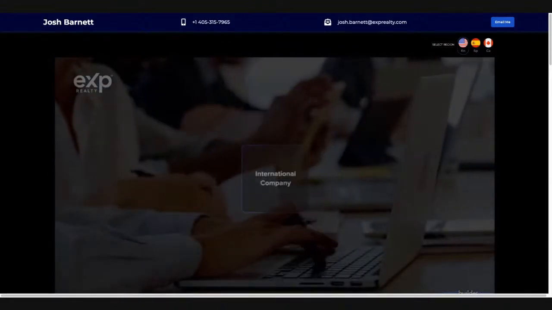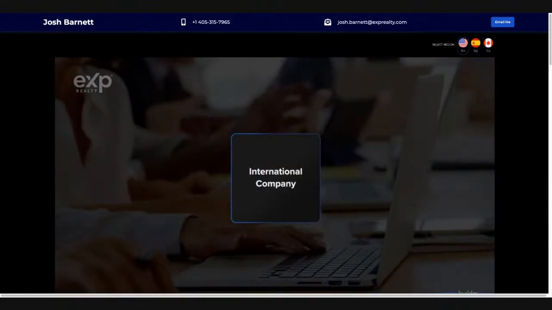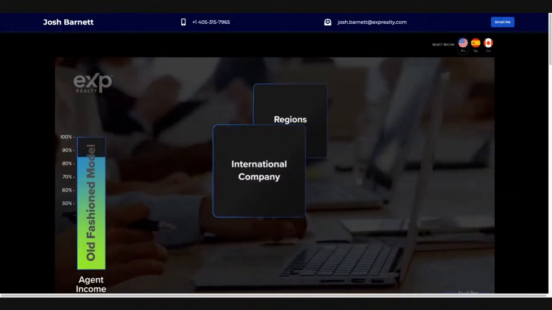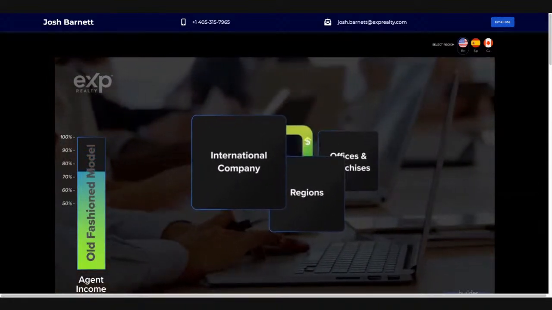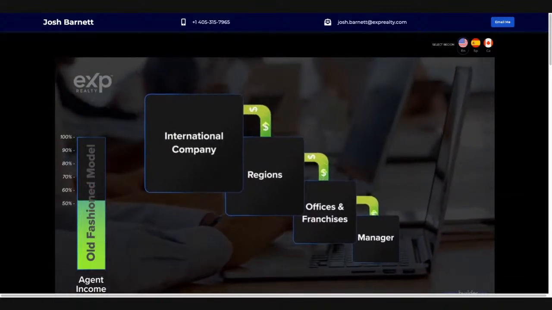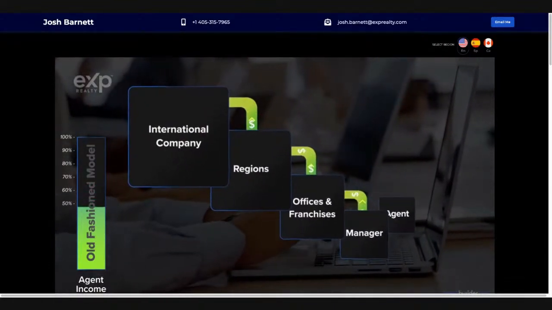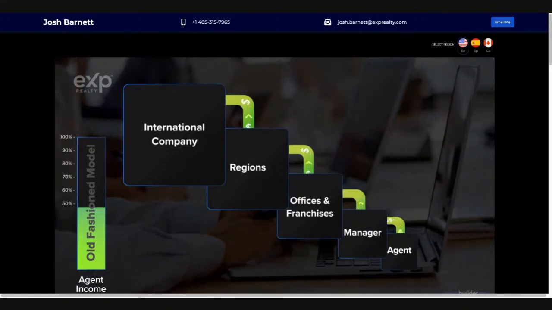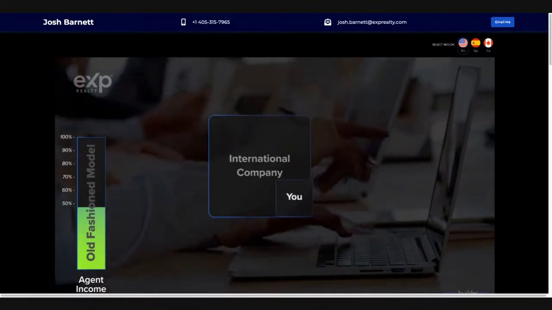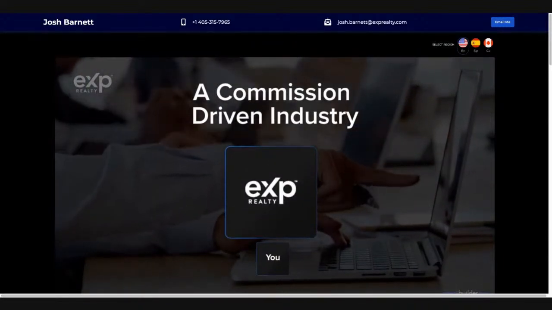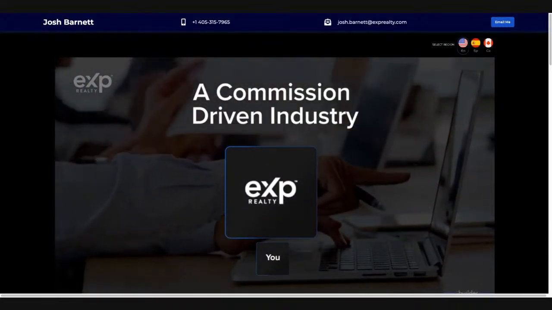There's been little to no innovation with the old-fashioned real estate models. Franchise brokerages all start with the company at the top, which feeds down to regions, followed by offices or market centers, followed by a local manager or team leader. The focus was on the brokerage and their brand, not on the agent and their business. The evolution of real estate brokerages has always been driven by how agents get paid. This can be clearly seen with eXp's growth compared to old-fashioned models.